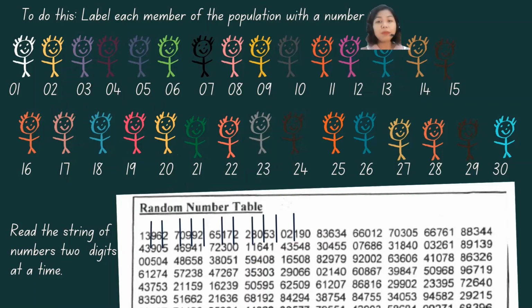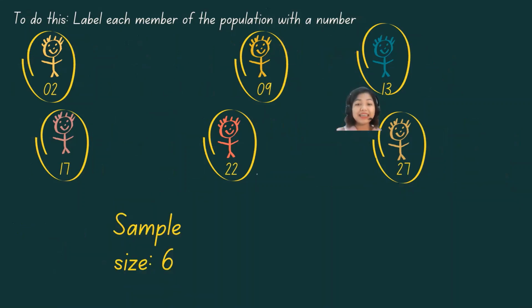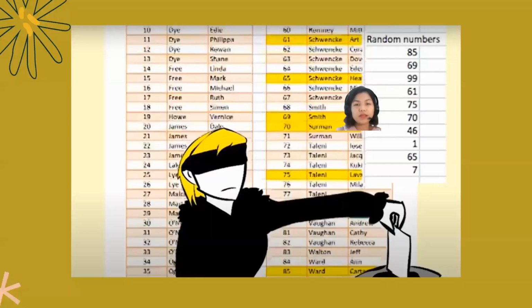Assuming that our target sample size is 6, so meron na po tayong 6 randomly chosen people. So meron si respondent 13, respondent 27, respondent 09, respondent 17, respondent 22, at respondent 02. They are the people or persons or individuals or entities that will be part of our sample. So this is another way of doing an SRS. So silang anim po ang lucky individuals who were chosen to be part of the survey.